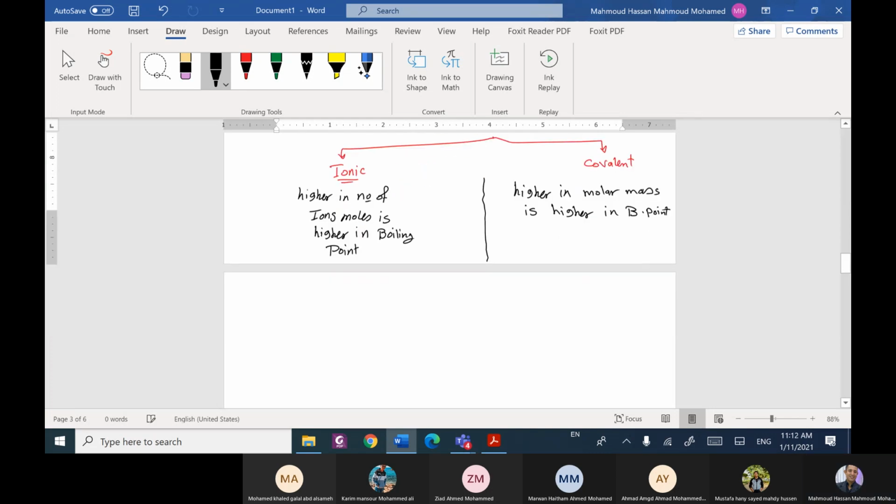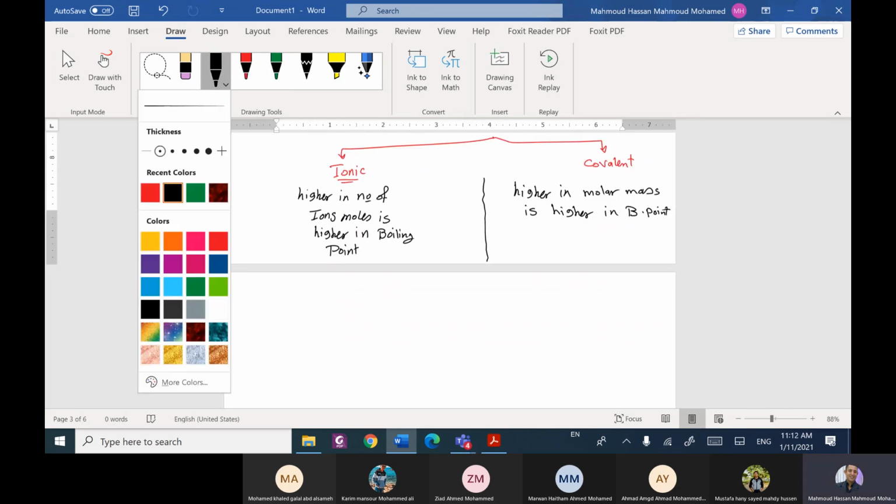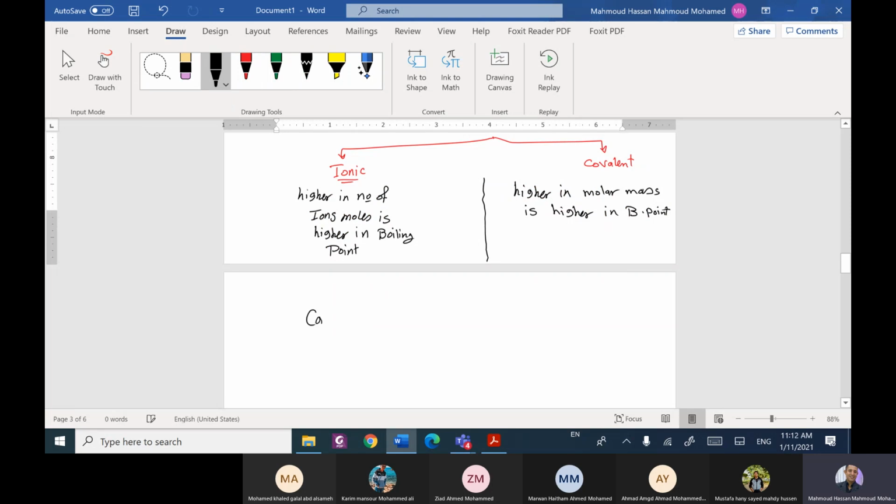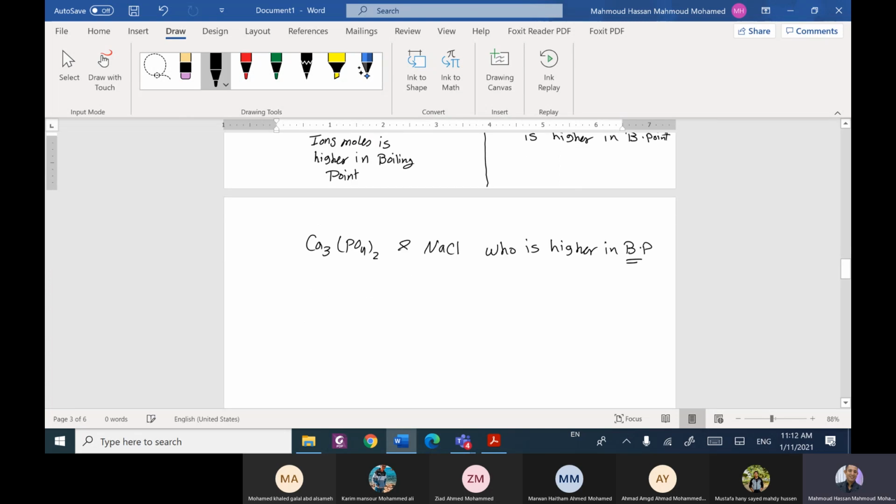An example of when I have two salts like calcium phosphate and sodium chloride. Who is higher in boiling point? Firstly, return back to the number of moles of ions which you produce from each one. In the case of calcium phosphate, we will find 3 moles of calcium ions and 1 mole of phosphate ions.